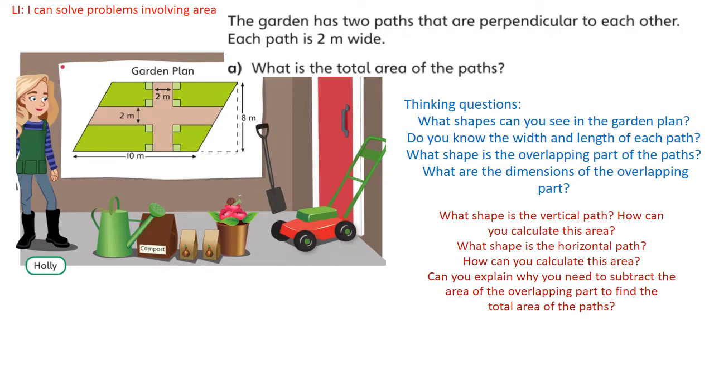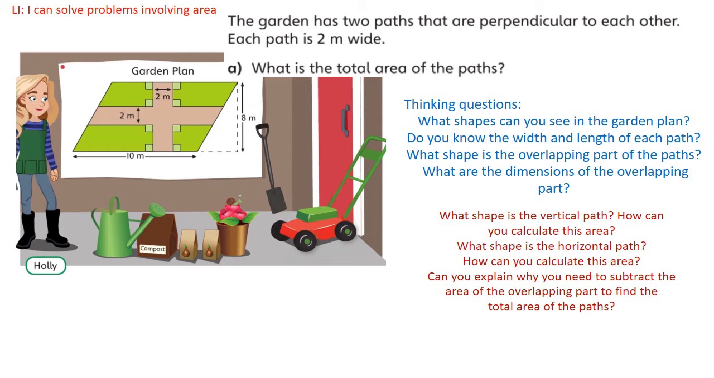Okay, let's have a look at our first problem. The garden has 2 paths that are perpendicular to each other. Can you remember what perpendicular means? It means that they are at right angles to each other, and you can see the right angles marked on the picture. Each path is 2 metres wide. What is the total area of the paths?